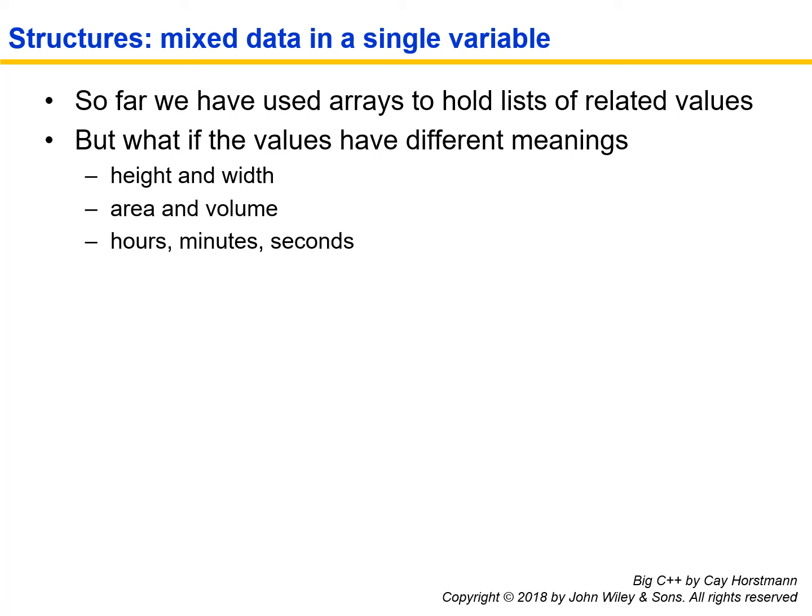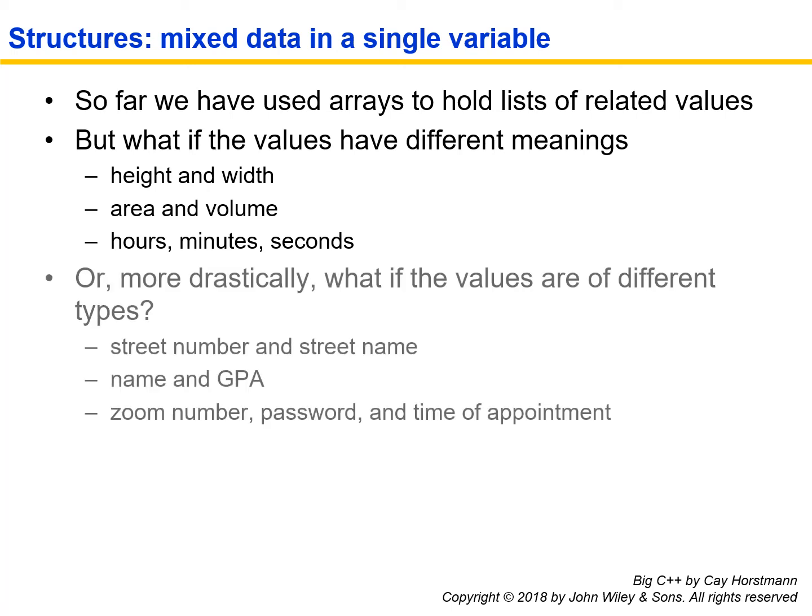Okay, what if we want to store an array of heights and an array of widths? Or if we want to store hours, minutes, and seconds for timestamps? Or if we want to store the area and the volume for a shape. We could create arrays that hold, every odd one is a height and every even one is a width, but that gets kind of complicated to deal with.